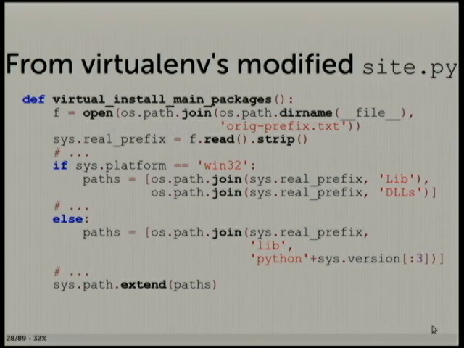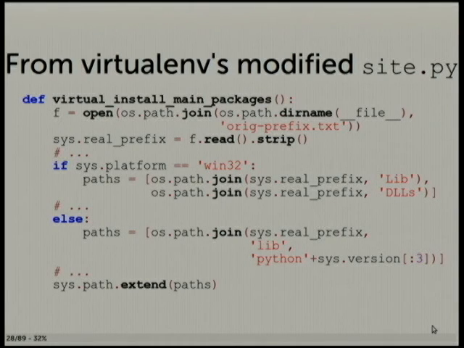And here's a bit of code from virtualenv's actual site.py. It adds this function that doesn't exist in the normal Python site.py, virtual_install_main_packages. It opens up the orig-prefix.txt file, reads its contents, and assigns that to the attribute sys.real_prefix.